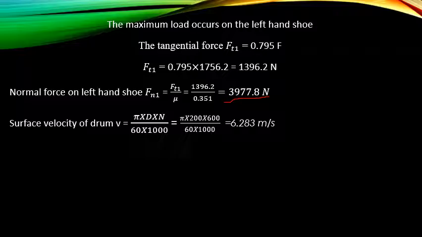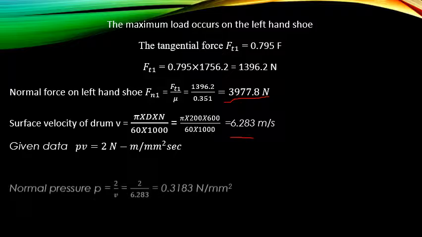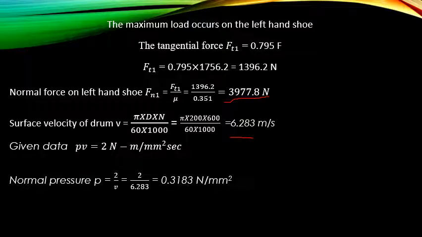After that, finding out the surface velocity of the drum, V is given as pi D N by 60 into 1000. Substituting the value of diameter and RPM, we get the velocity as 6.283 meters per second. Now in the problem they have given that the value of the product P into V is 2 Newton meter per millimeter square second. Because we have found out the velocity, we can find out the value of the normal pressure as 2 divided by V, that is 2 divided by 6.283. We get the value as 0.3183 Newton per millimeter square.